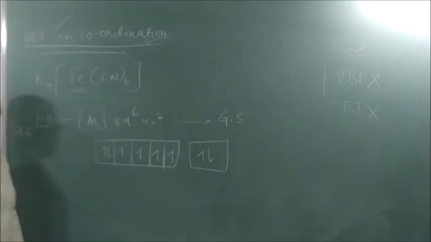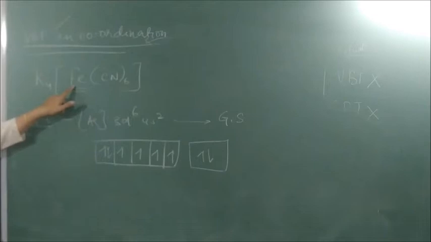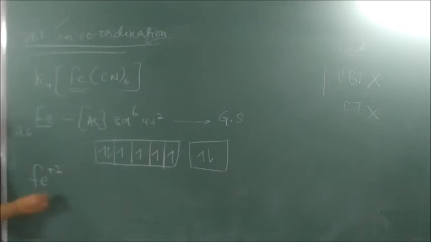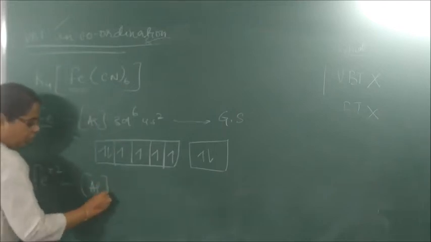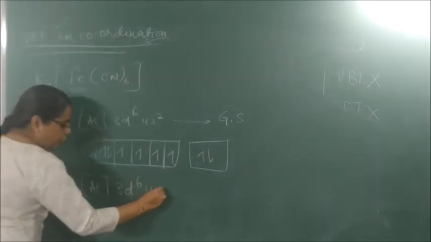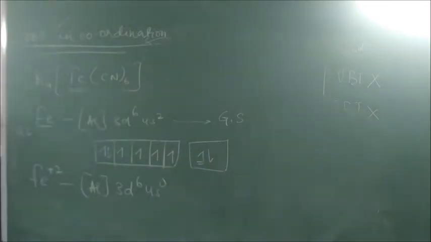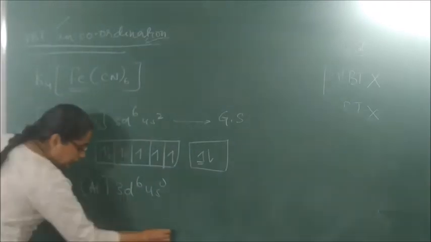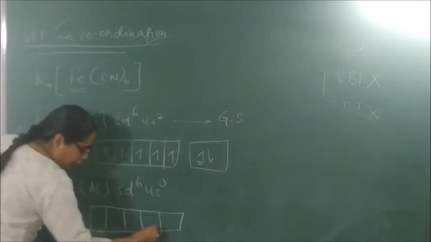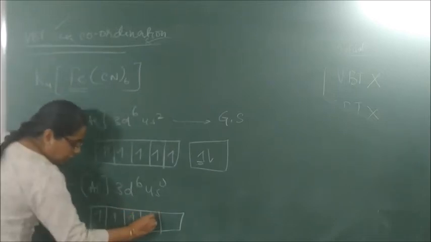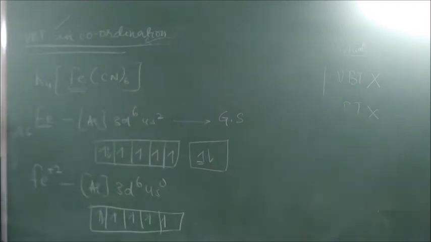Ground state configuration. Correct? Now, the ion is in what state here? Fe plus 2. If it is in Fe plus 2, what is its configuration? Argon 3d6 4s0. These 2 electrons have now been vacated from the 4s. So how will I draw 3d6? Again, I will draw it like 1, 2, 3, 4, 5, 6. Okay, so this is in accordance with what rule?